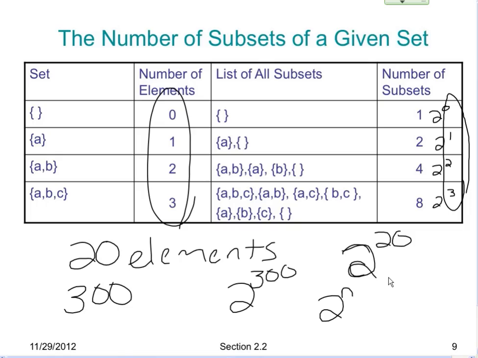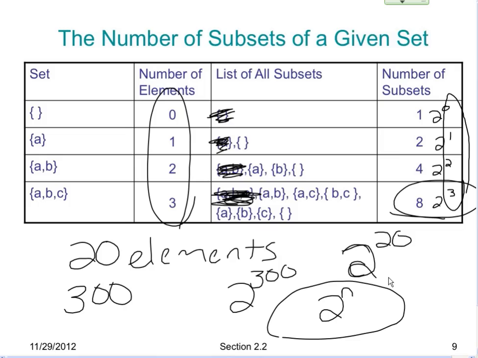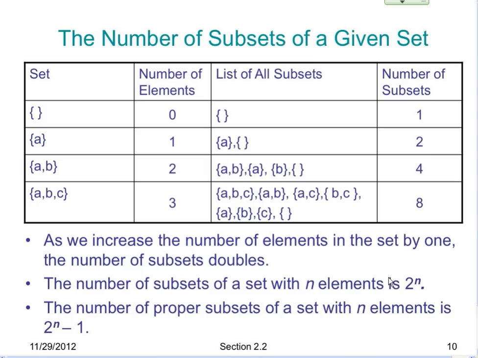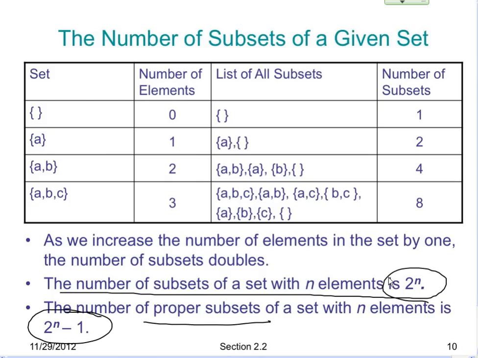Now, if we want proper subsets, remember proper subsets, you have to get rid of the equal. Okay, so what did we do? We took 1 away from each of these subsets. So to get the proper subsets, we would find the number of subsets and then subtract off 1. The number of subsets is given by the formula 2 to the n. The number of proper subsets is given by the formula 2 to the n subtract 1.